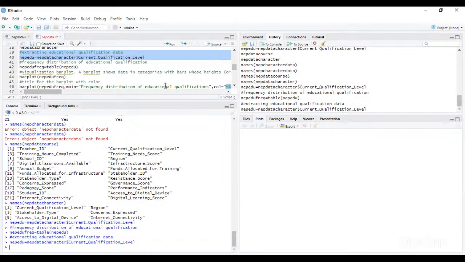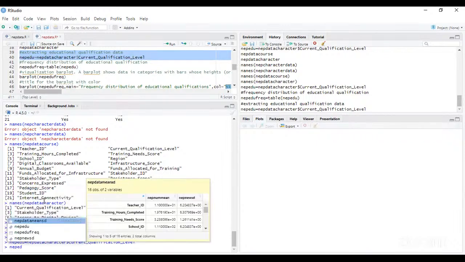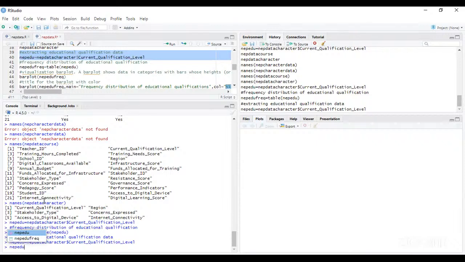Now you show me. You select this one, 44 line. But actually, the frequency distribution has not come. NEP edu frequency. You write NEP edu FREQ in the console. Second one, select the second. Click, enter. Just this and enter.